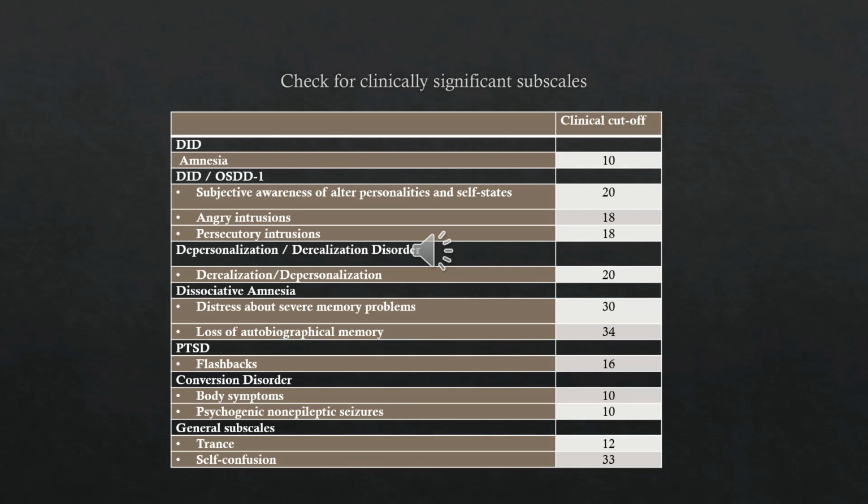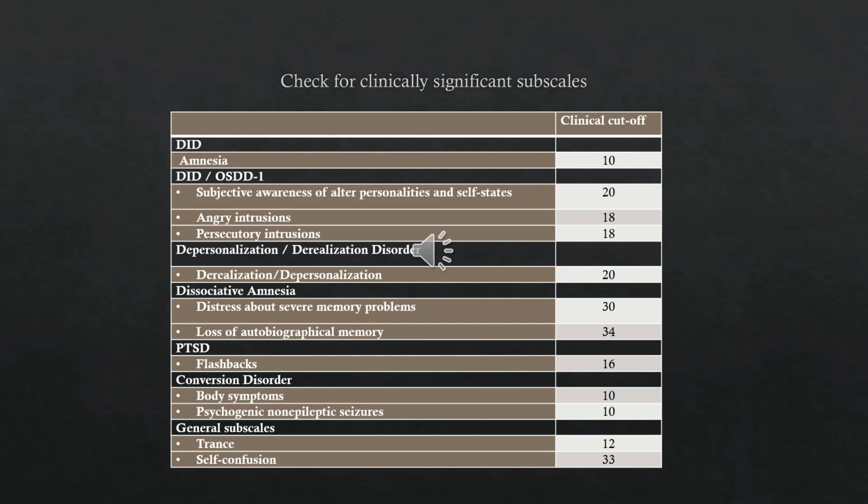And I didn't determine what is clinically significant. That was done by Paul Dell when he developed the Multidimensional Inventory of Dissociation. So I have used his scoring and his insights in identifying what the equivalence would be within the MID-60. There's also some general symptoms, and when we look at trance and self-confusion, they add to the picture.